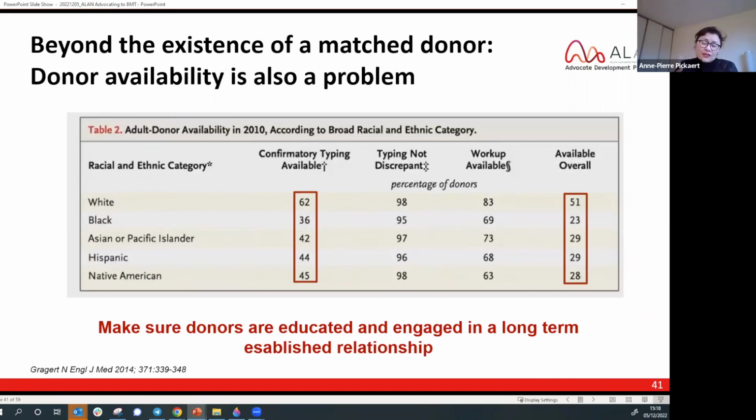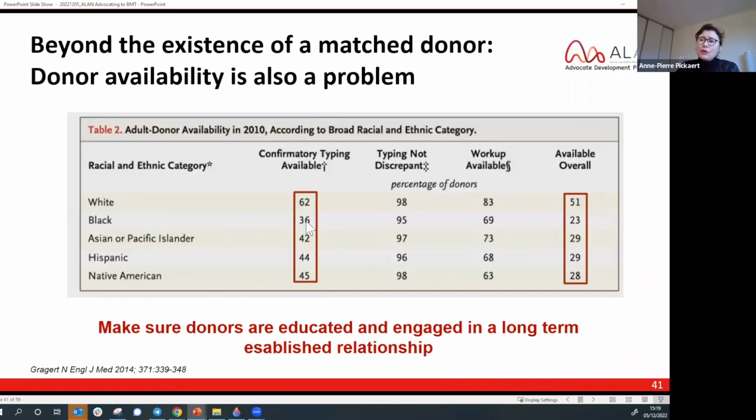So you see on this chart, as I mentioned, some people are identified, then they come for confirmatory typing. So 62% of white people turn up, but eventually only 51% for confirmatory typing. So checking that the HLA system is actually a good match. But then for those that actually do agree and turn up, you have a 10-point decrease. So 51% actually turn up.